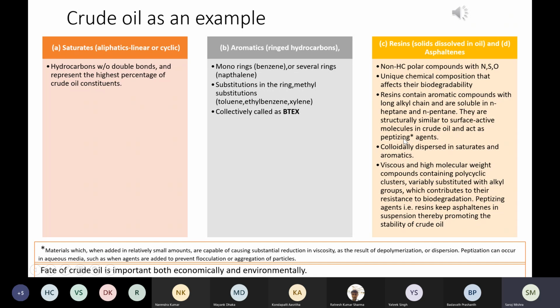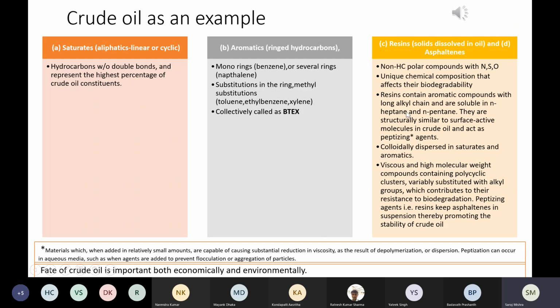What is a peptizing agent? These are materials which, when added in relatively small amounts, are capable of causing a substantial reduction in viscosity as a result of depolymerization or dispersion. And peptization can occur in aqueous medium, such as when agents are added to prevent flocculation or aggregation of particles.